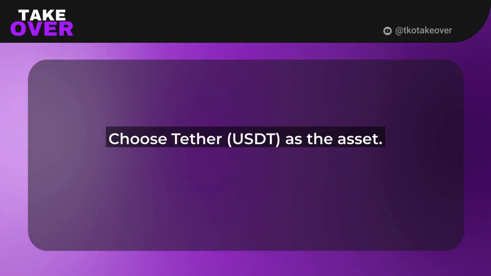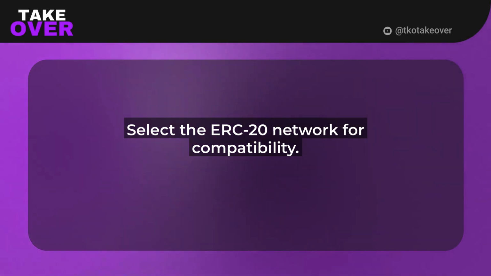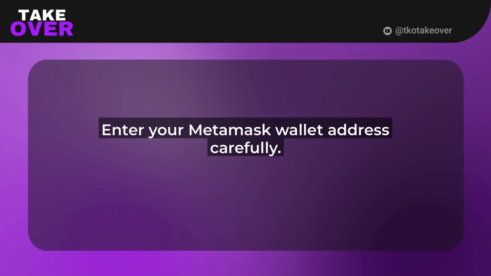Next, search for Tether or USDT in the asset list and select it. Now, here's a crucial part. In the network selection, choose ERC20. Why? Because Metamask primarily works with the Ethereum network, and using the wrong one could send your funds to a black hole. Once you've selected the network, paste your Metamask wallet address into the address field.